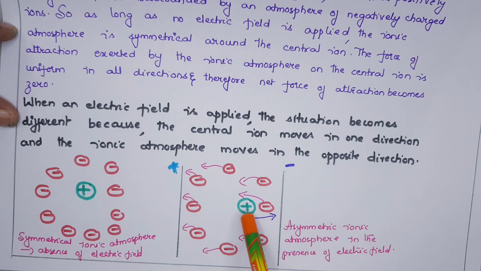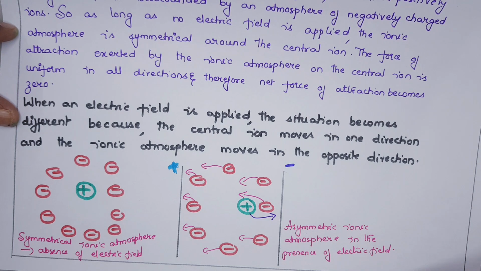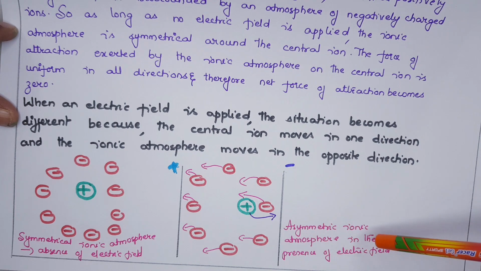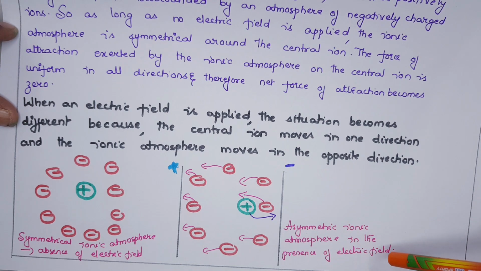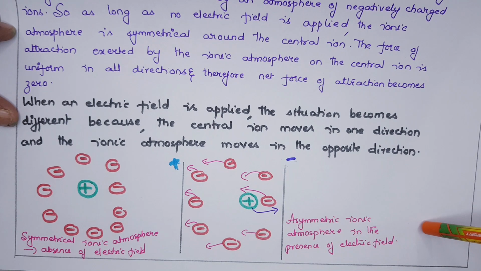So now what is happening? The situation is becoming different. Central ion moving towards this electrode and all the negative ions, that is the ionic atmosphere, is moving towards the positive electrode. So now it has become asymmetric. Now it's not symmetrical. Therefore, you mention asymmetric ionic atmosphere in the presence of electric field. So presence of electric field, absence of electric field.